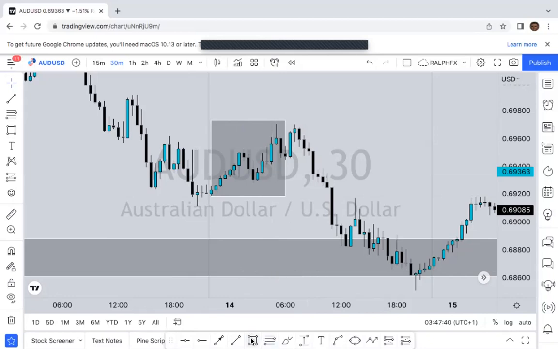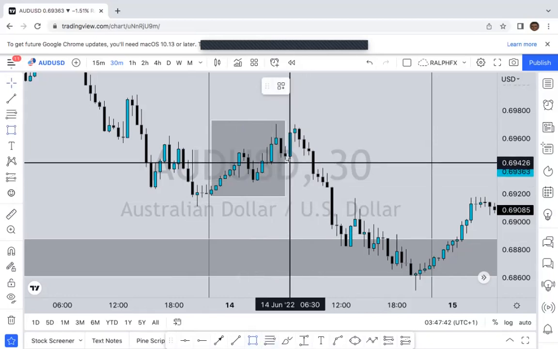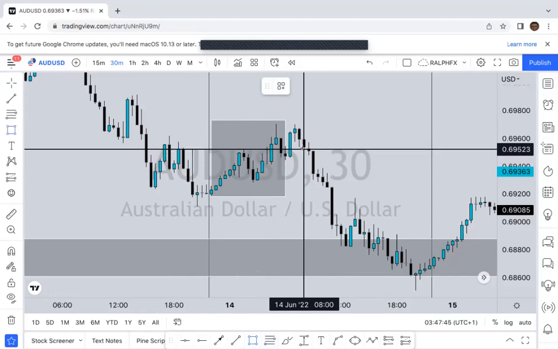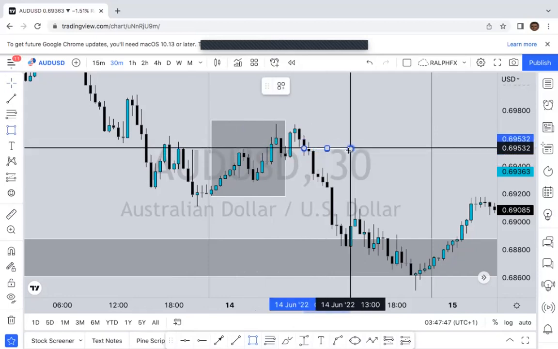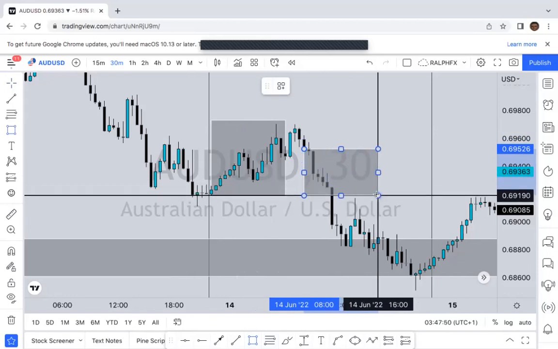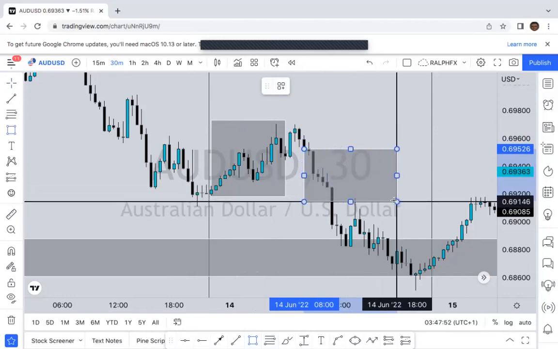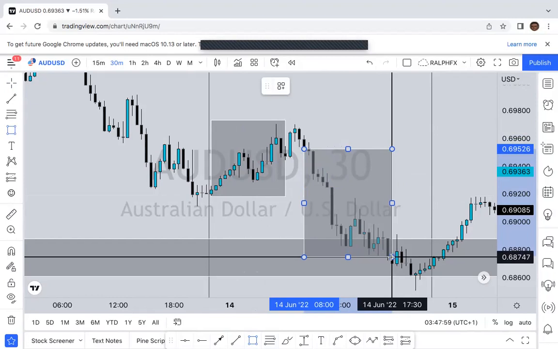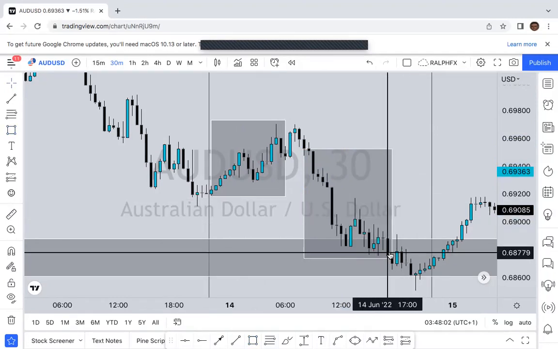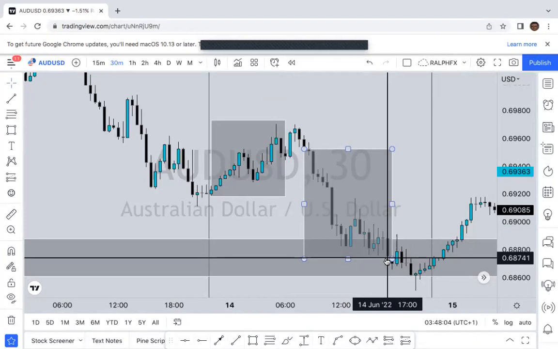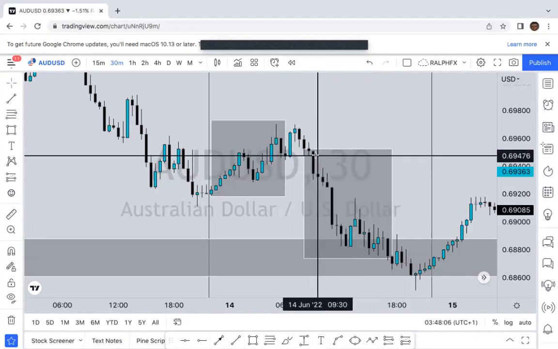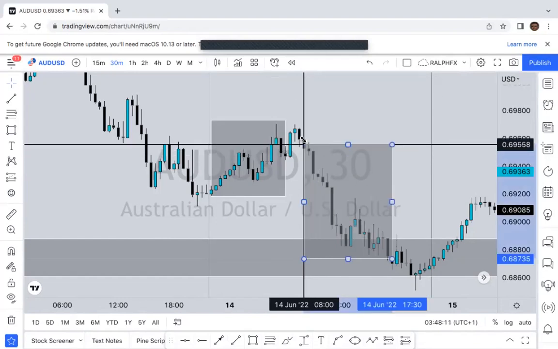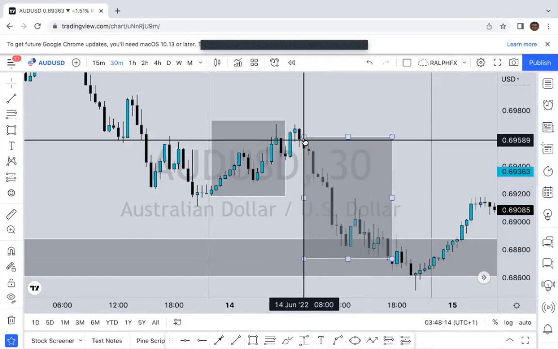Then we have the London session, which is usually from 8 a.m. all the way to 5 p.m., right? All the way to like 5 p.m., which is here. But one thing we have is the London-New York overlap. So this is the close of the London session, right? So we have the 8 a.m. here, sorry, 8 a.m. from this candle. So this is the London session now.